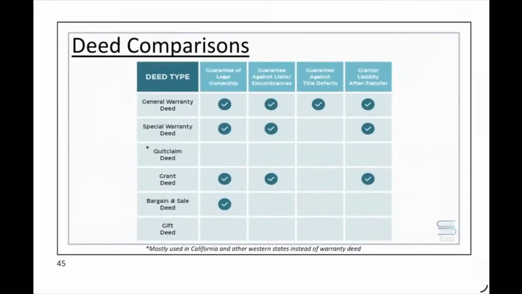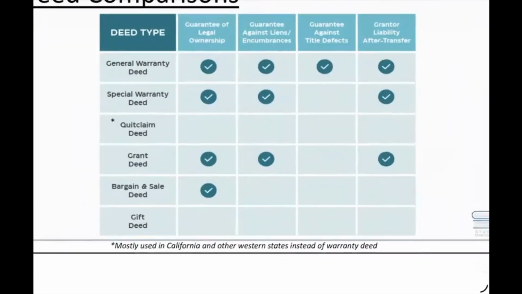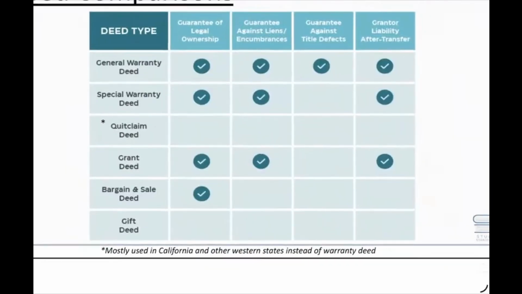I'll take a second so you can look at this as well. This is talking about different deed types. The deed types are going down, and then what they promise you, some of the promises, are right here. So that's if you need this information.